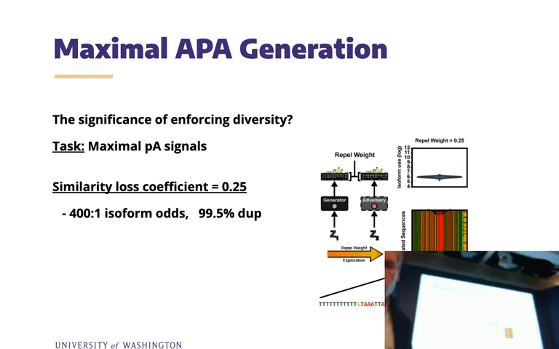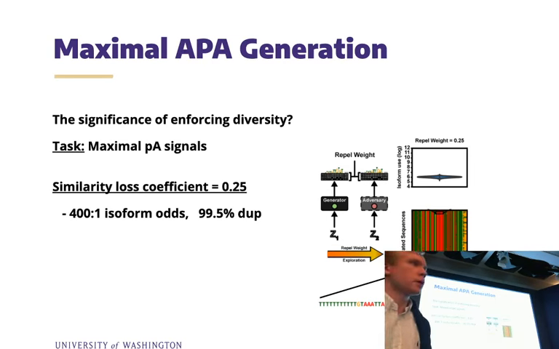So then we asked, well, what is really the significance of enforcing diversity by doing this sort of dual training scheme? So for a separate task, we said, okay, let's try to train a generator to generate maximally strong poly-A signals that result in the strongest possible signal in an isoform proportion. And we first did so with a very small similarity loss coefficient. And surely, the generator learns to produce seemingly strong poly-A signals with a mean isoform odds of 400 to 1.